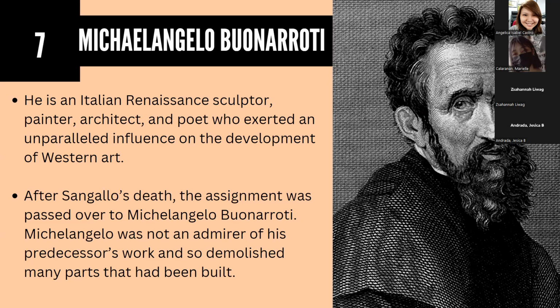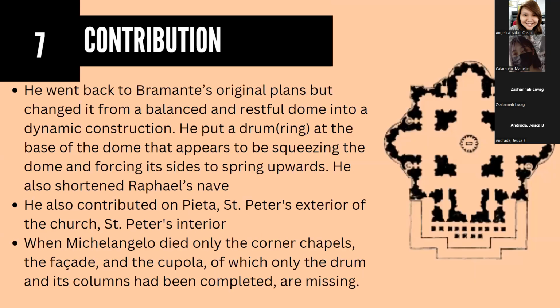So after Sangallo's death, the assignment was passed over to Michelangelo. But by this time, he was 70 years old and repeatedly refused the offer because, according to him, he did not want to carry the burden of building the basilica. But Pope Paul III forced him to accept it. Michelangelo was not an admirer of his predecessor's work and had many parts that had been built demolished.